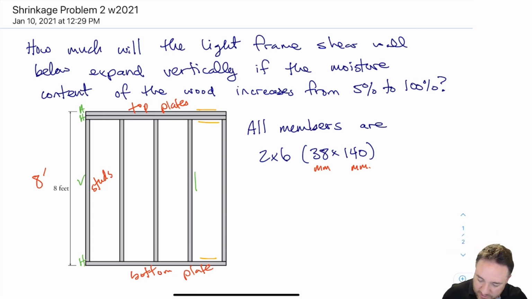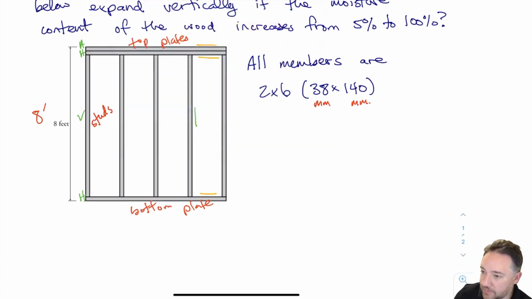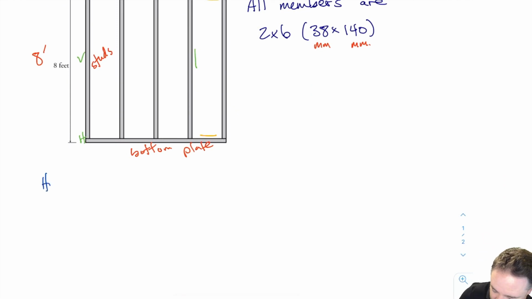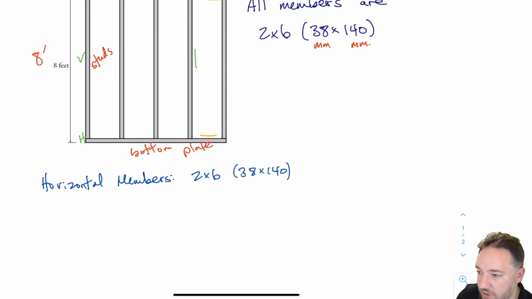I want to figure out how much each of these layers is going to expand. All the horizontal layers are the same width, so I'm just going to make that calculation once, and then multiply it by 3. For the vertical one, I'm going to have to figure out its height, and then how much the elongation is for that stud. So if I'm looking at the horizontal members first, which are 2 by 6, 38 by 140, which we know from above.